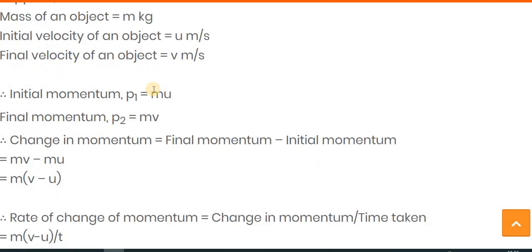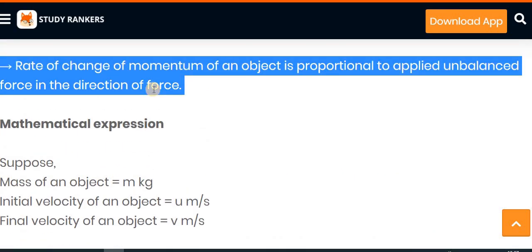And if you want to find the rate of change in momentum, then we should apply the time. For the change of momentum, how much time is required? So the equation becomes P is equal to m in bracket v minus u divided by t. And we know that v minus u divided by t is equal to acceleration a. So P is equal to ma. That is the second law of motion.